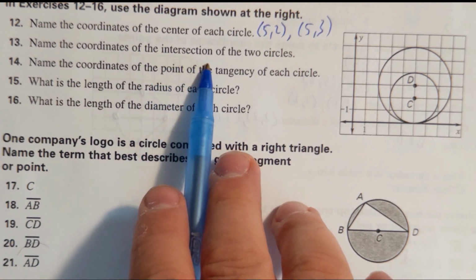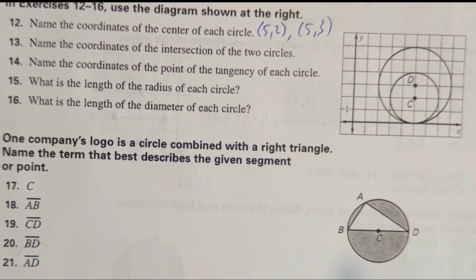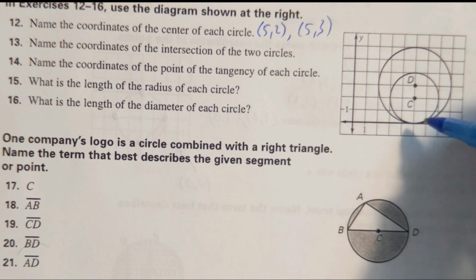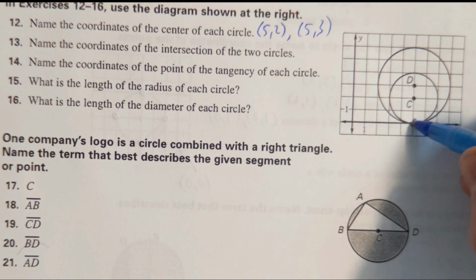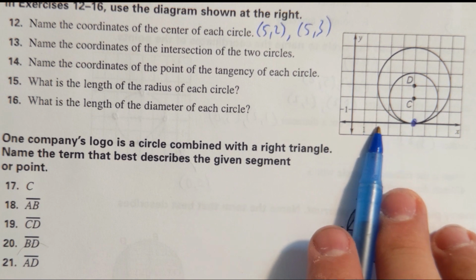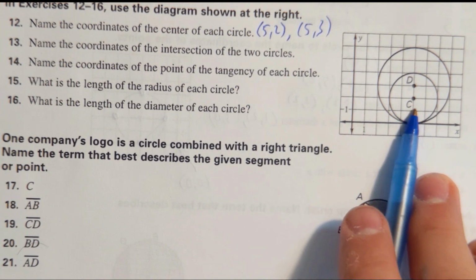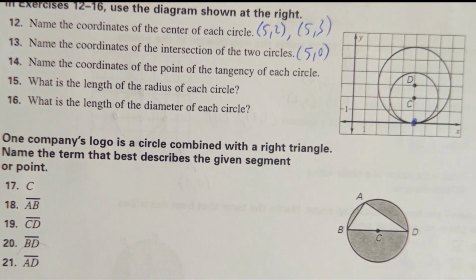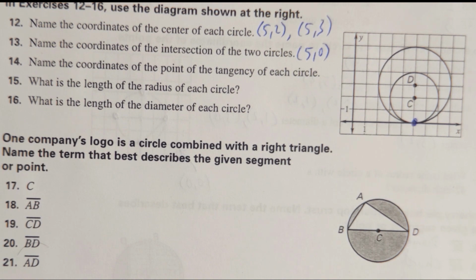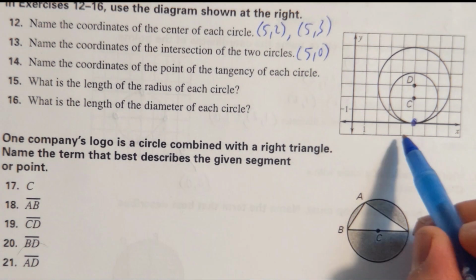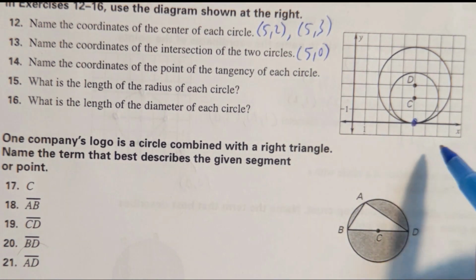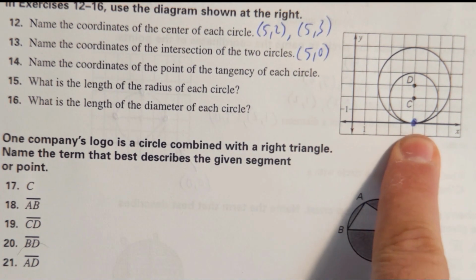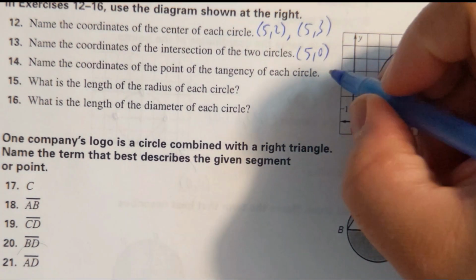For the coordinates of the intersection of the 2 circles, so the one point where these 2 circles touch is right down here. So that point is 1, 2, 3, 4, 5. And it doesn't go up or down, so it'd be 5, 0. Number 14, name the coordinates of the point of tangency of each circle. Lucky for us, the only point where these circles touch any line is right there in that same spot, so it'd be 5, 0 again.